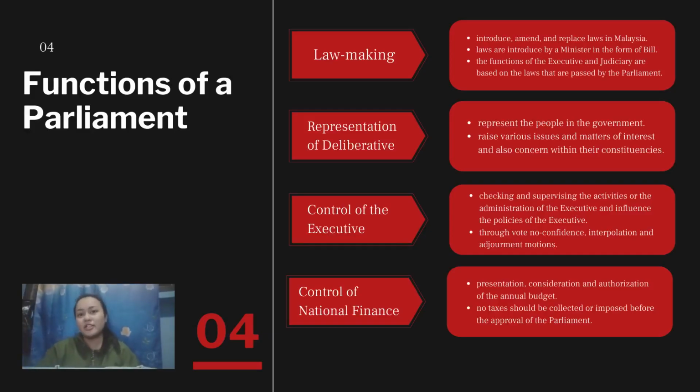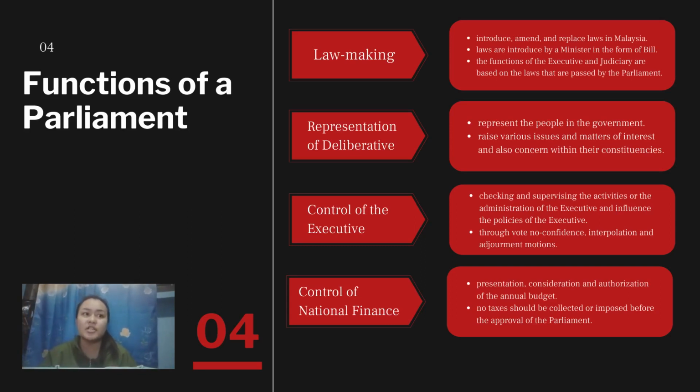Next is the function of Parliament. Parliament is the legislative authority for the federation and it enacts laws to be enforced nationwide. First, lawmaking. It introduces, amends and replaces laws in Malaysia. Laws are introduced by a minister in the form of a bill. The functions of the executive and judiciary are based on the laws that are passed by the parliament.